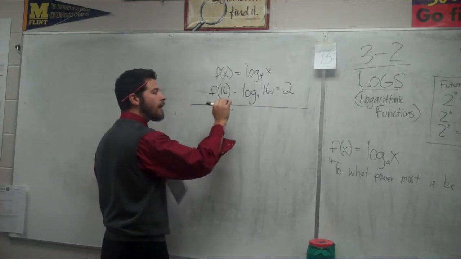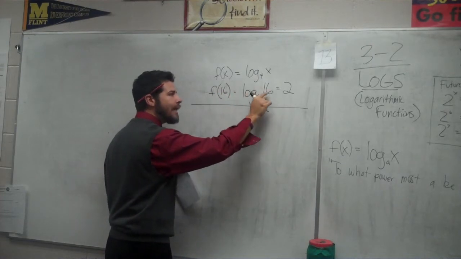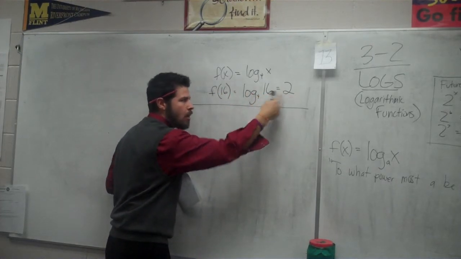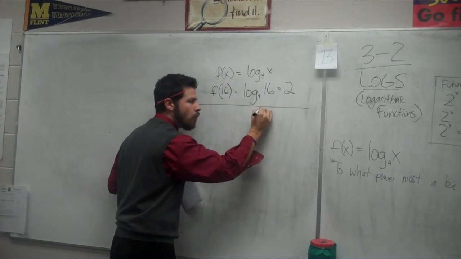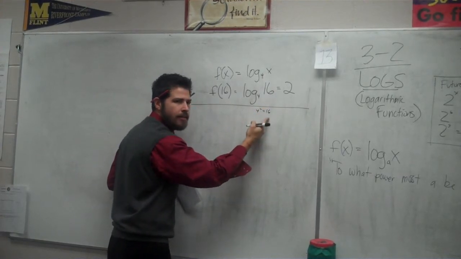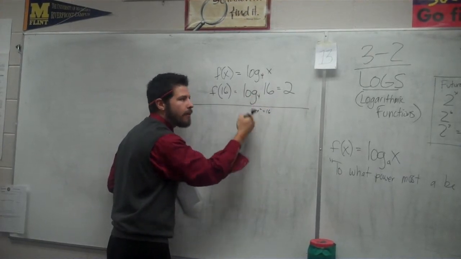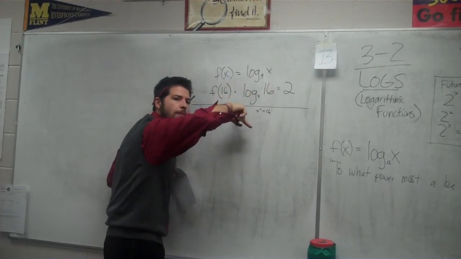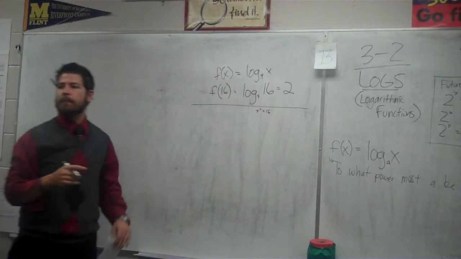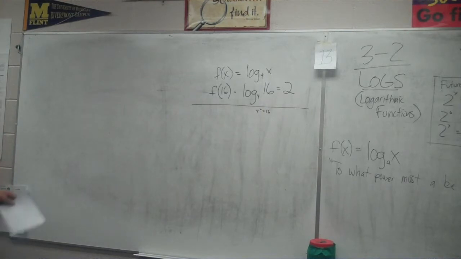Remember, logs are equal to the exponent. The corresponding equation to this is 4 squared equals 16. I don't have to write this. I just know where this log comes from because when I convert back to an exponential, I know that they're converted because they're inverses of each other.